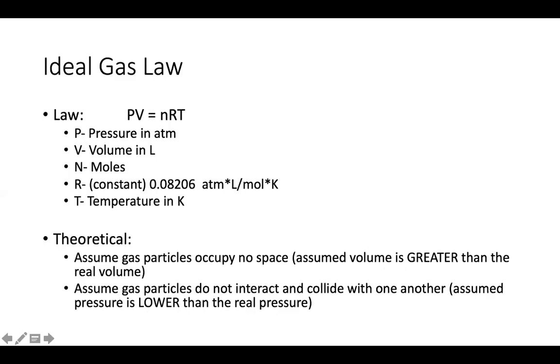Okay, the other point is, again, we assume that gas particles do not interact and collide with one another. So this is assuming that our pressure is lower than the real pressure, right? Because there's increased pressure from these collisions that we just pretend don't exist. And so the pressure in the ideal gas law will be lower than the real pressure.